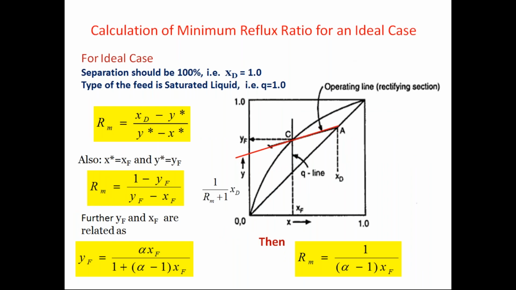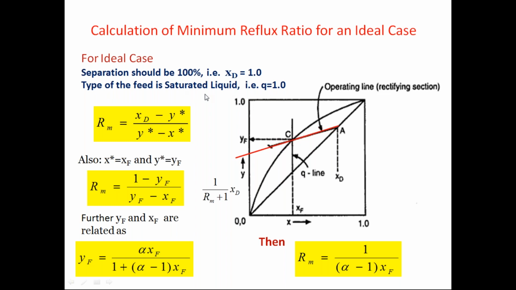What is the ideal case? Ideal case is we should obtain 100% separation of the components. So XD = 1 means 100% of the more volatile component is obtained in the top product. It is not possible, but however we will assume that. So if you get 100% of the more volatile component in the distillate, then your XD will become 1.